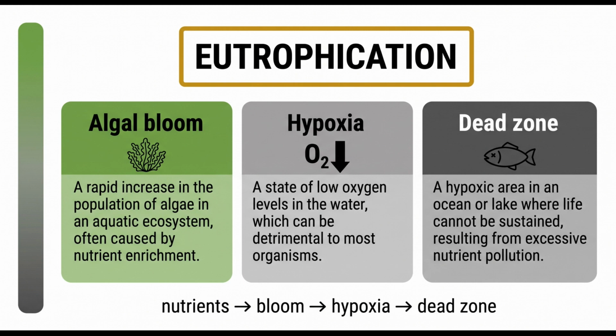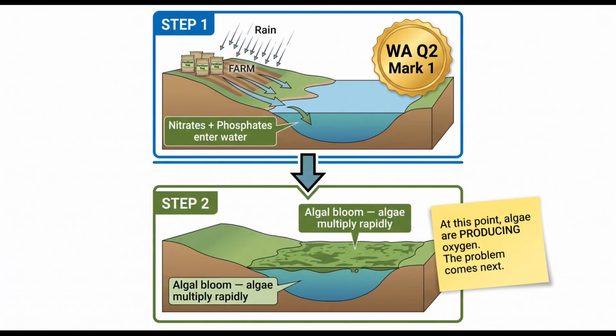These terms, eutrophication, algal bloom, hypoxia, dead zone, are all in your revision note. Make sure you know all of them before the WA. Now the 5-step chain.